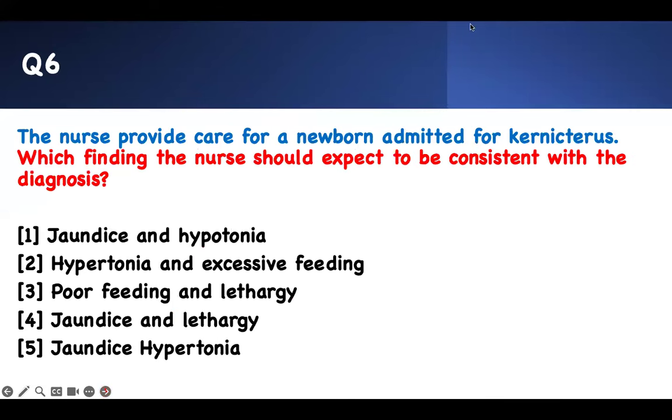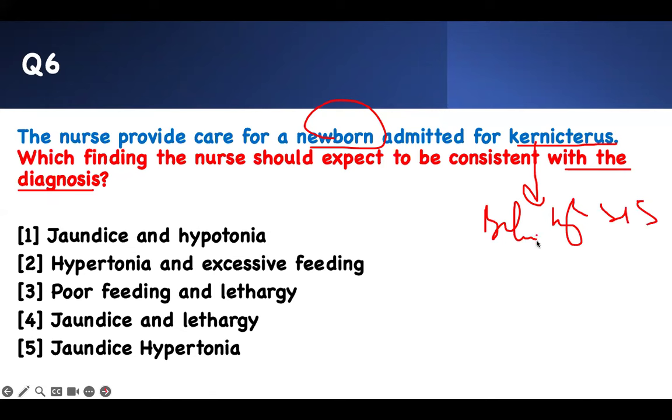The next question: provide care for a newborn admitted for kernicterus. Which finding should the nurse expect to be consistent with the diagnosis? This is a tricky one. Kernicterus is in kids whose bilirubin is so high, greater than like 15, it makes them yellow, and the presence of kernicterus means your brain is affected by the bilirubin. It's not because you have higher bilirubin. Watch, be careful.